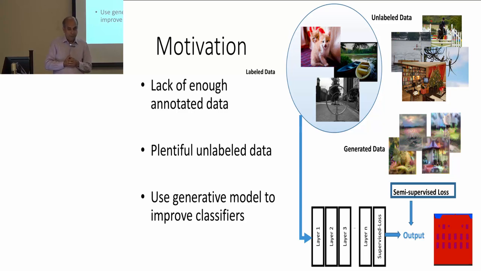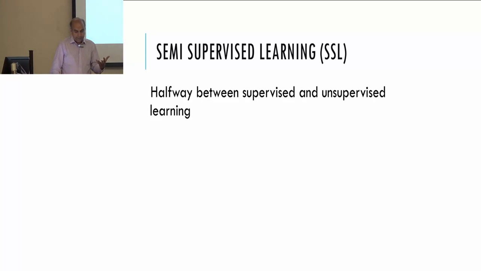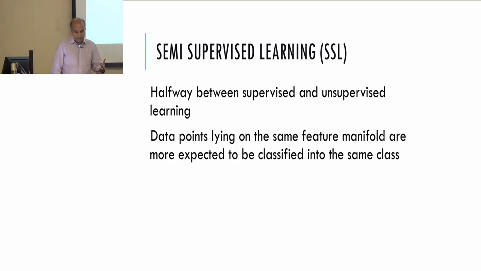So we will use the unlabeled data and generated data to learn this in semi-supervised learning, which means we'll have some labeled data, but other data will not be labeled. Semi-supervised learning is halfway between supervised and unsupervised. We are going to use the assumption that data points lying in the same feature space are more expected to be classified in the same class. If their features and distributions are similar, then they should belong to the same class, even though we don't have a label.